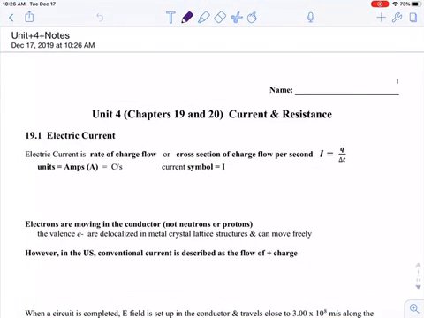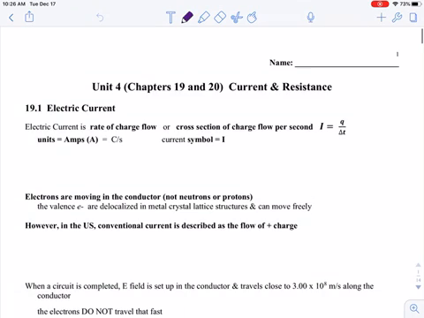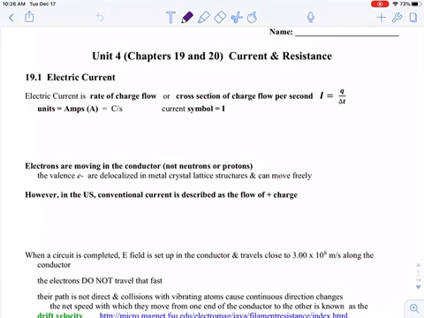Welcome to Section 1 of Unit 4, Current and Resistance. This unit corresponds to Chapters 19 and 20 of the purple Survey Physics book located in our classroom. We're going to start with some definitions.